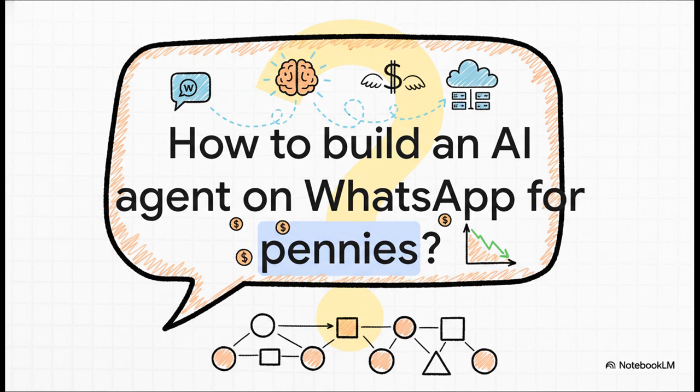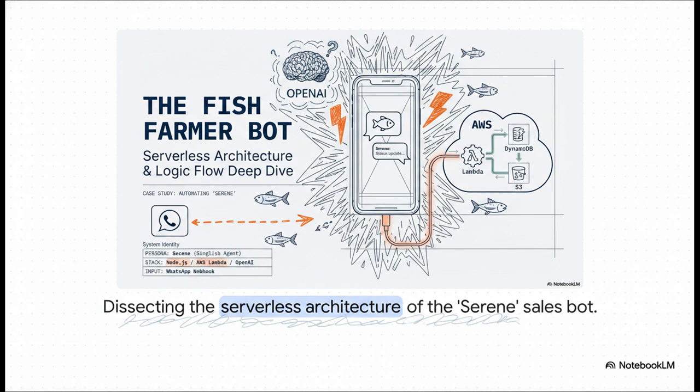The core engineering challenge. How do you actually build a smart, conversational sales agent that lives on a platform everyone uses, like WhatsApp, and do it so efficiently that it basically costs pennies to run? And this isn't some pie-in-the-sky idea. Okay, let's dive right in.